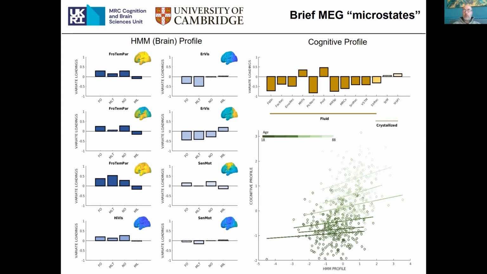And we can then ask, what about the effect of age? So if we plot this brain profile, the hidden Markov model profile on the left, against the cognitive profile up here, as a function of age, so young people in darker green and older people in lighter green, we see a significant increase in relationship in old age. So older people, their fluid intelligence at least appears to be more strongly related to this pattern of increased occupancy of frontal temporal states.